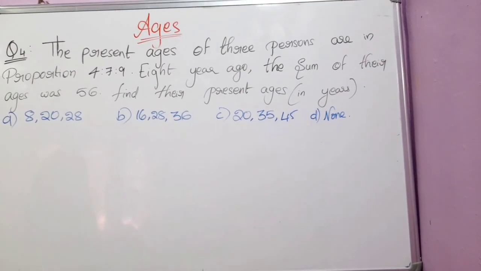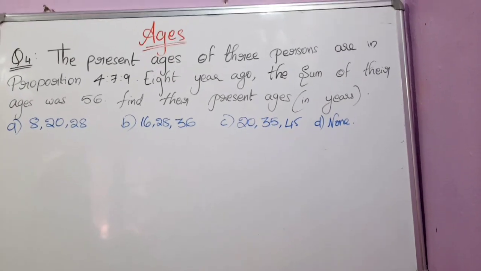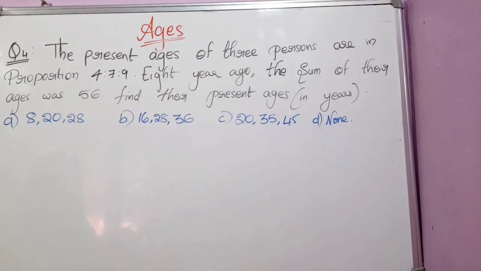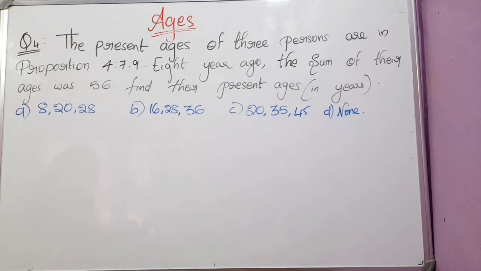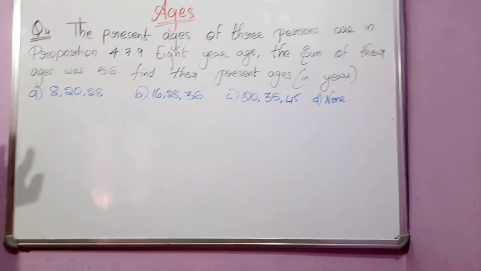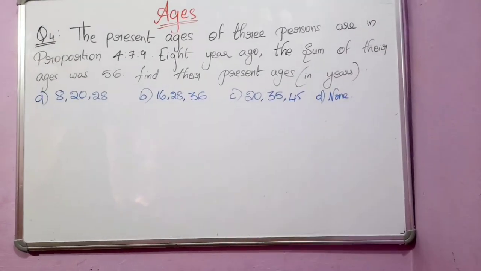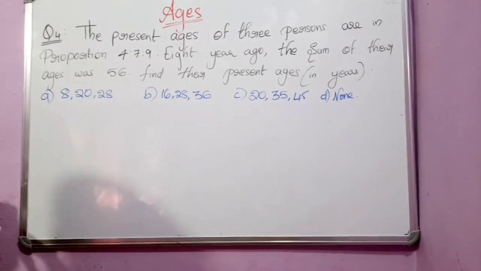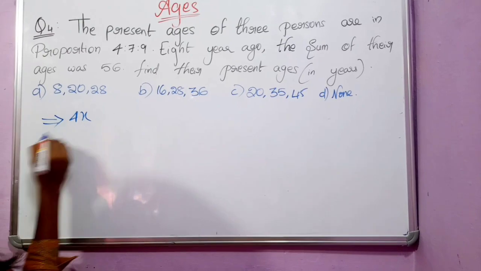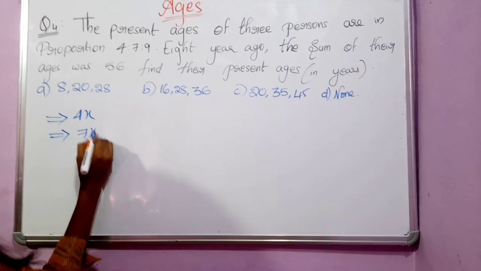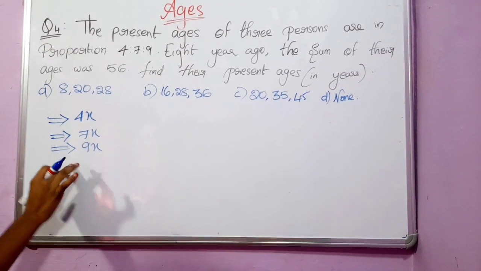So see fourth question. The present ages of 3 persons are in the proportion 4:7:9. 8 years ago, the sum of their ages was 56. Find their present ages in years. The options given here are the present ages of 3 persons. So if you observe carefully, the present age of first person is 4x, and the second person is 7x, and third person is 9x. 4 parts, 7 parts, and 9 parts.